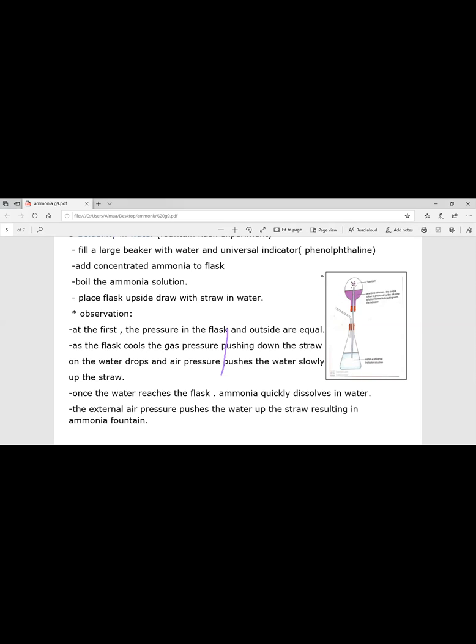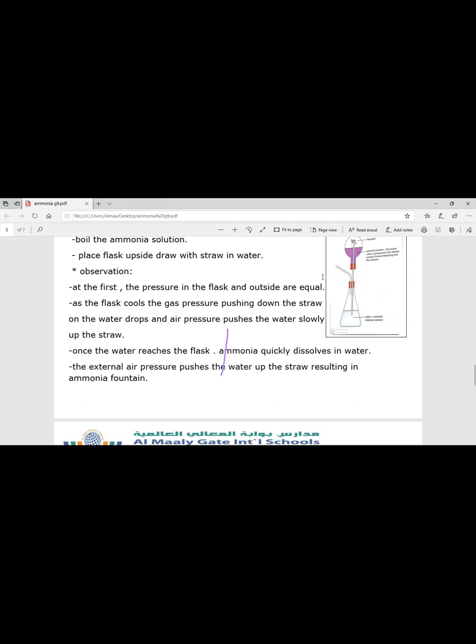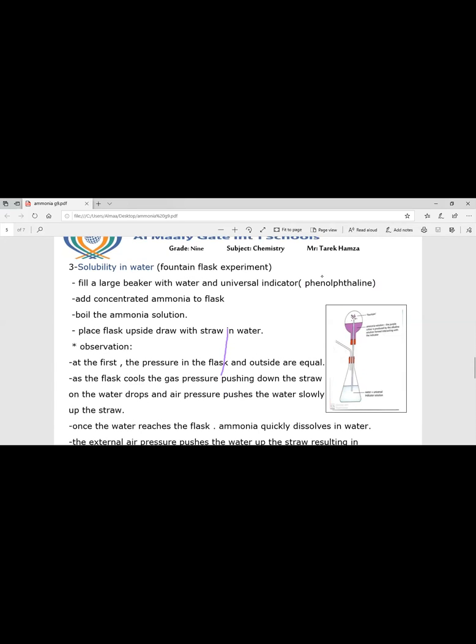Once the water reaches the flask, ammonia quickly dissolves in water, and the external air pressure pushes the water up the straw, resulting in an ammonia fountain. This is called the ammonia fountain, and it converts to purple color. We know ammonia is colorless. By its action with water, it converts to purple color.